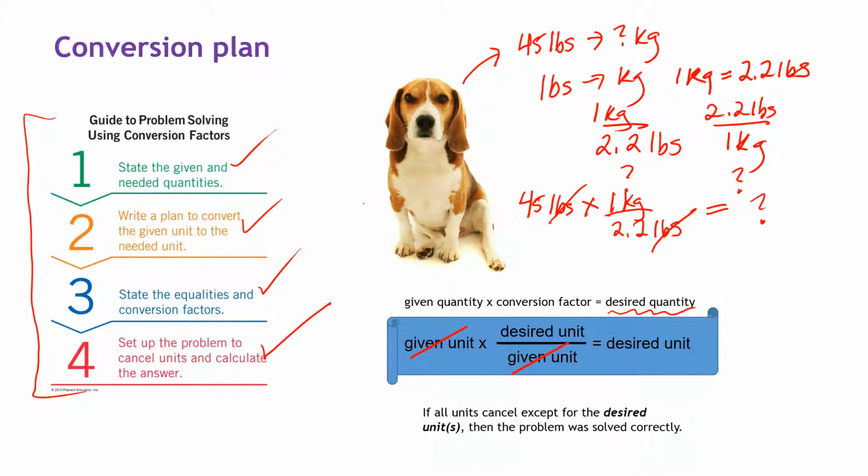Okay, so the object lesson here is: if all units cancel except for the desired unit, you have solved the problem correctly. So follow this plan. It's a little bit more work, I grant you, than just trying to do a quick calculation in your head, but it is foolproof and you won't make mistakes.